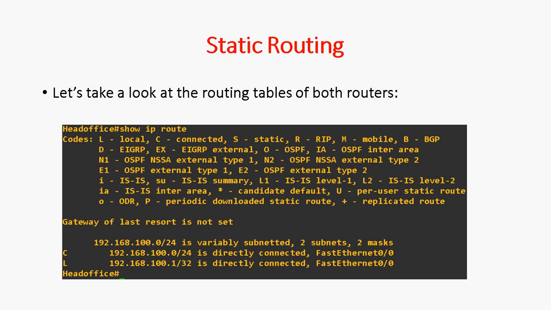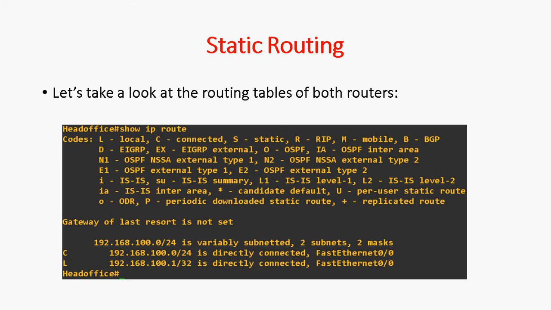Afterwards, in the head office router, I give show ip route. This command is very important while you are checking the routing table; using this command we check the routing table entries. In head office, if I give show ip route, I have one entry, the 192.168.100.0/24 network. Here we can see it is indicated by capital letter C, which means it is a directly connected network.